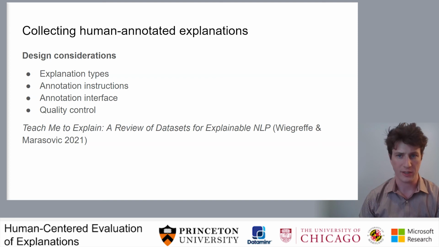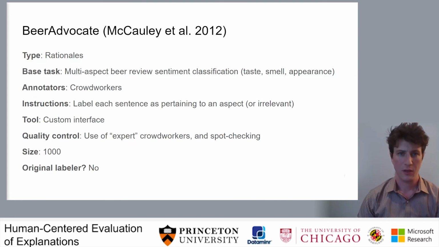These include what kinds of explanations we're collecting, the interface and instructions used by the human annotators, and the various ways that we control for quality in what we collect. Sarah Wygriff and Anna Morosovic have a very nice recent survey of existing human explanation datasets in which they discuss some of these issues. Before I discuss these design issues in the abstract, I'm going to go through a few prominent examples of explanation datasets in order to give a concrete idea of what these things look like, as well as the interfaces used to collect them, where that information is available.